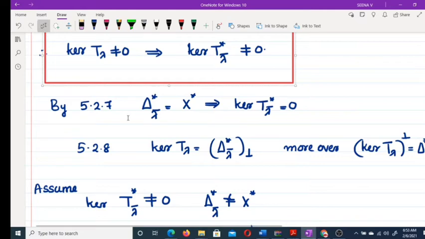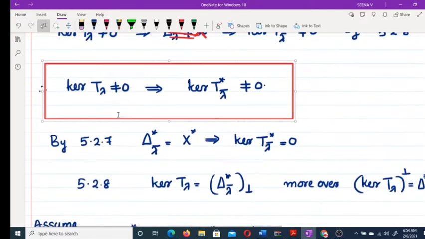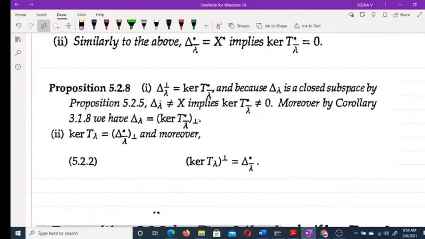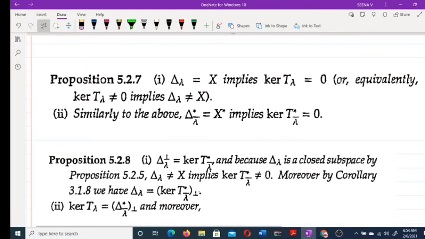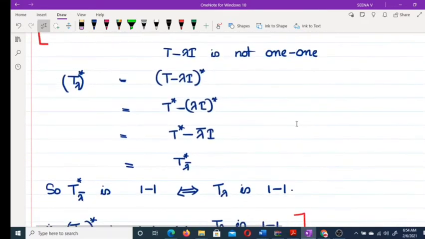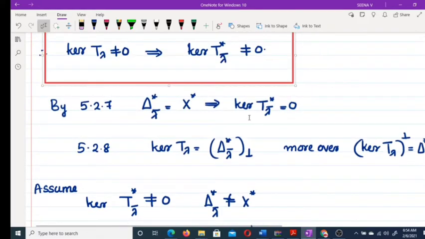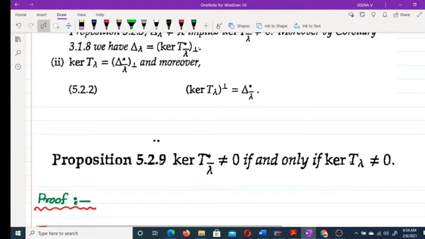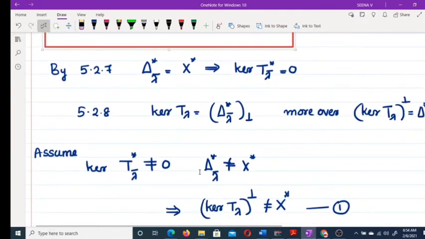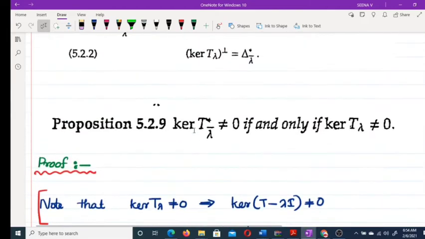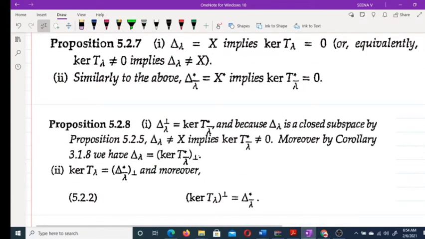Now we have to prove the converse part, by proposition 5.2.7: Δ*_λ̄ = X* implies kernel T_λ = 0. So in the first part, we are assuming kernel T*_λ̄ is not equal to 0. And what is kernel T_λ? By the second proposition, kernel T_λ equals perp of Δ*_λ̄. Also, kernel T_λ perp equals Δ*_λ̄.